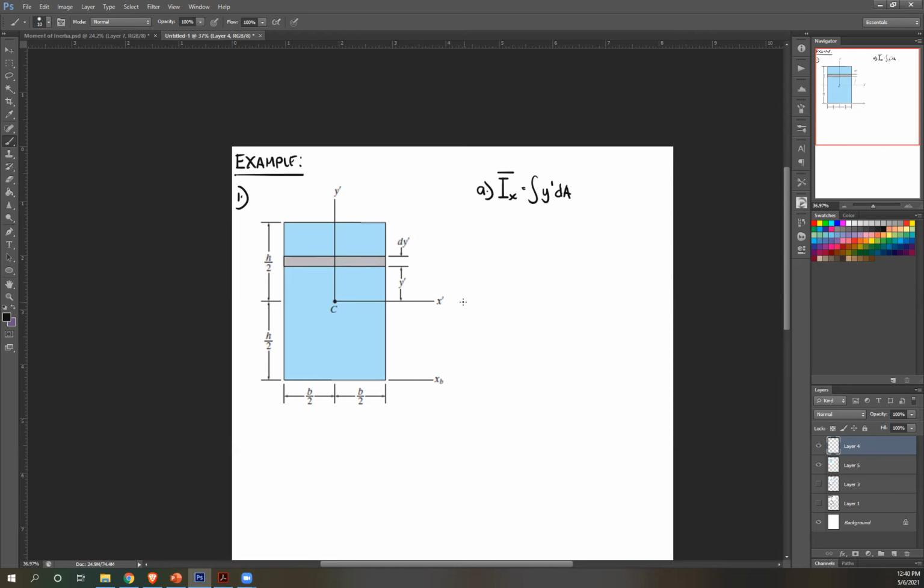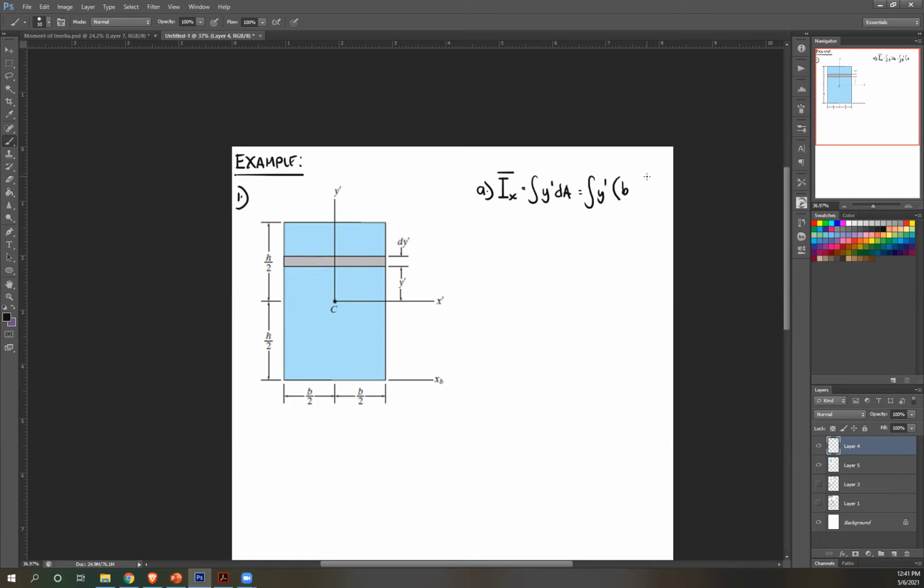or just dy. So therefore, taking the area of this is just dy, height, multiplied by base, and base is constant at this length, which is equal to b. Right? b over 2 plus b over 2, that's b. So therefore, I can rewrite this equation to integral of y prime times dA. Again, area is equal to base times height of this rectangle. Base is b, and then height of this is your dy.